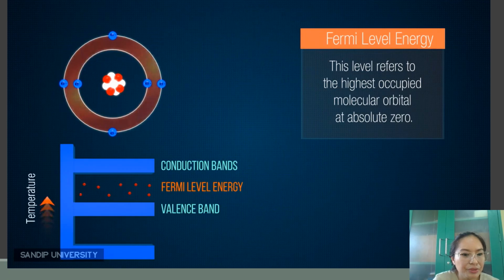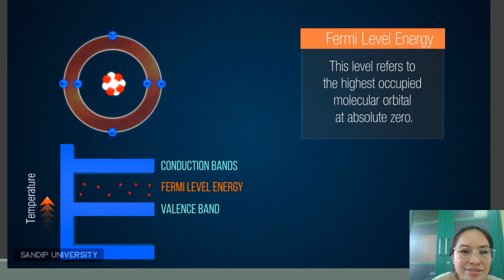Now if you notice, a while ago you saw the forbidden band gap. The forbidden band gap is actually the distance between the valence band and the conduction band. We also have what we call the Fermi level energy. What is this?